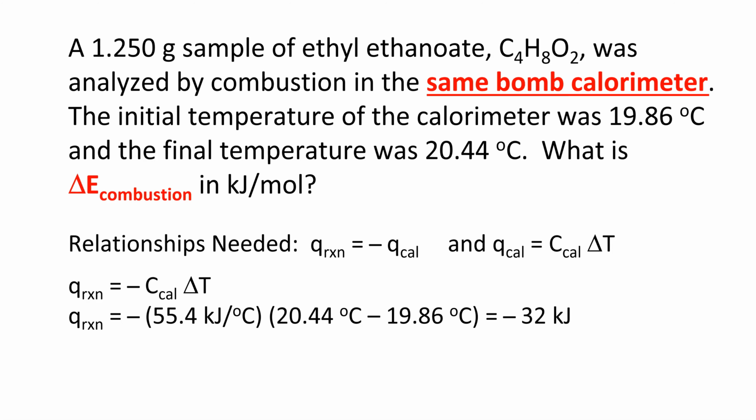All right, so this looks very similar to before. Q of our reaction is the opposite of what's going on with our calorimeter. Our calorimeter is the calorimeter constant times the temperature change, which is always final temperature minus initial temperature. So when we put all of those values in, keep track of significant figures, keep track of our units, we find that the heat, the Q for the reaction, is negative 32 kilojoules.